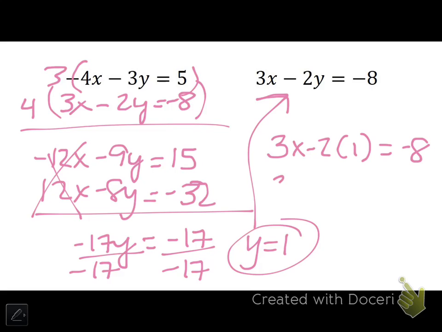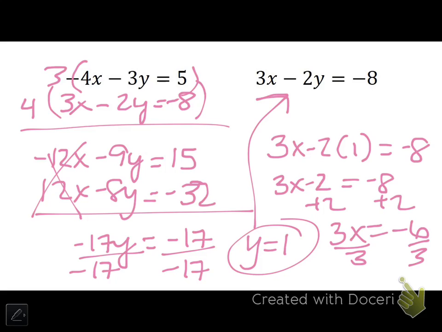Okay, 2 times 1 is 2. Add 2 to both sides. And divide by 3. So then x should equal negative 2.